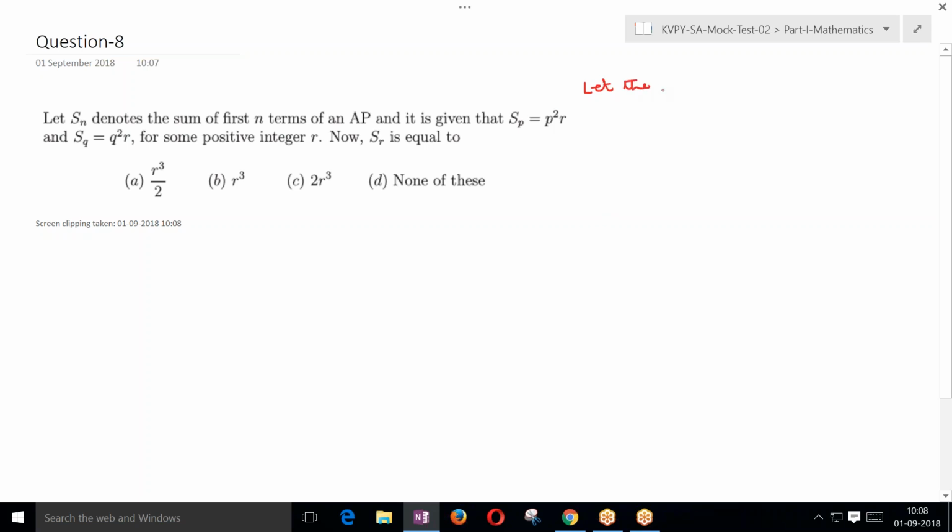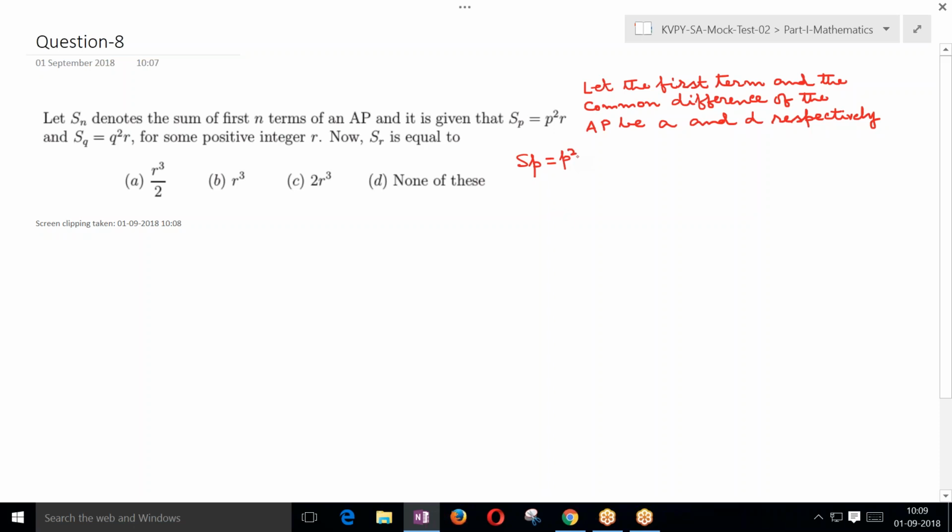Let the first term and the common difference of the AP be A and D respectively. So then what do we get? What is Sp? Sp is equal to p square r. That is from the relationship.